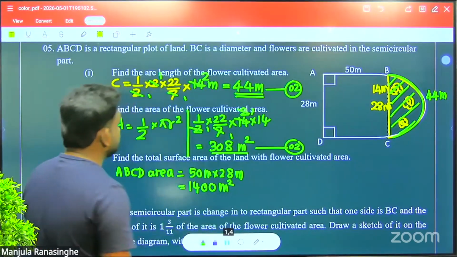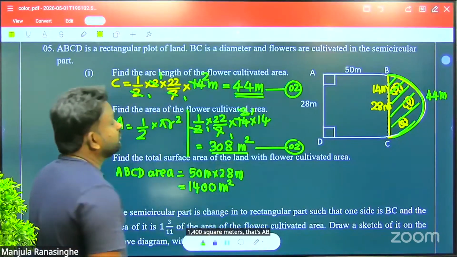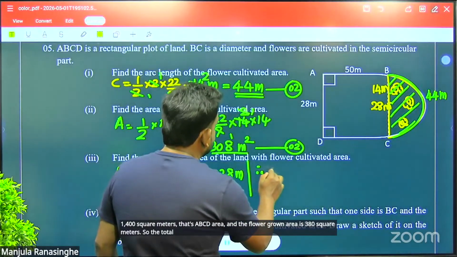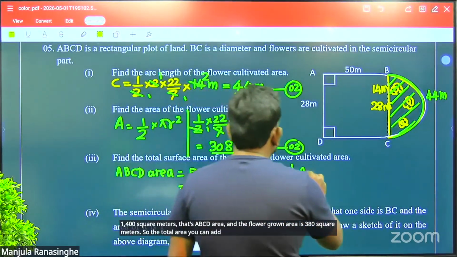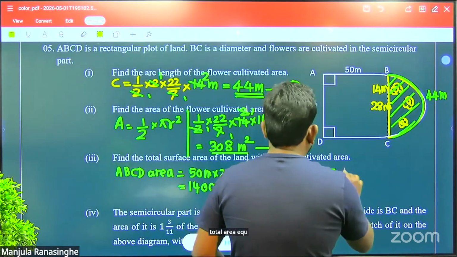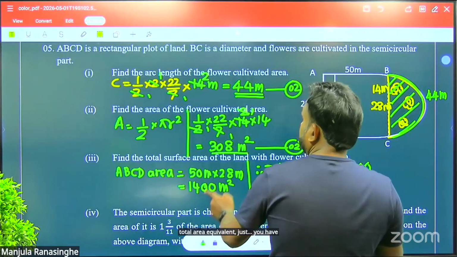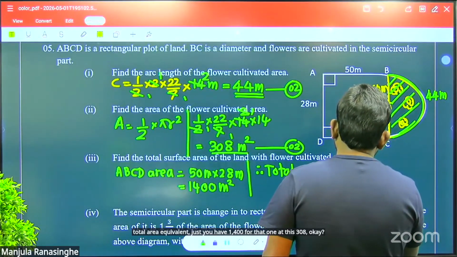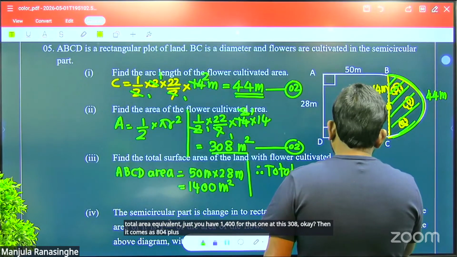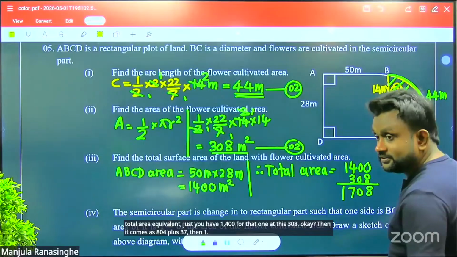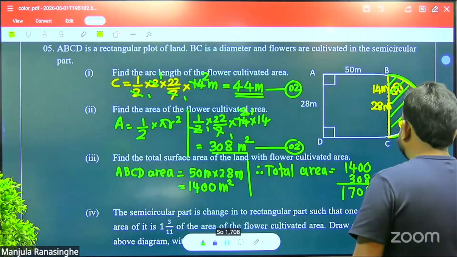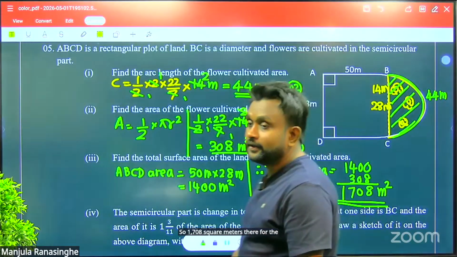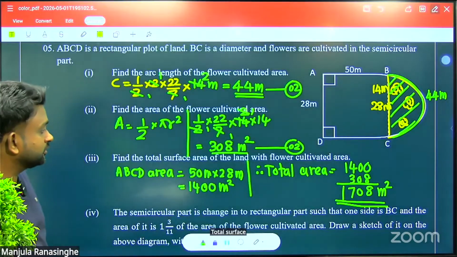1400 square meters, that's the ABCD area, and the flower grown area is 380 square meters. So the total area, you can add: total area equals 1400 plus 308. Okay, then it comes as 8 plus 4 is 12, carry... 0, 8, 7, then 1. So 1708 square meters is the total surface area. Understood?